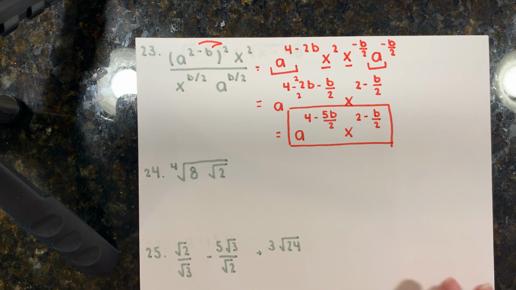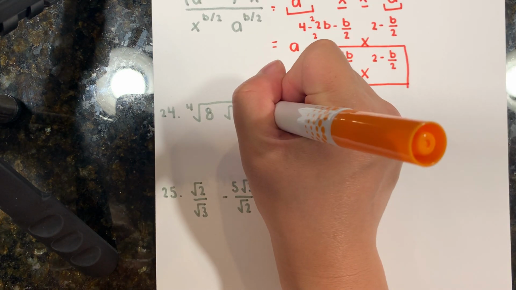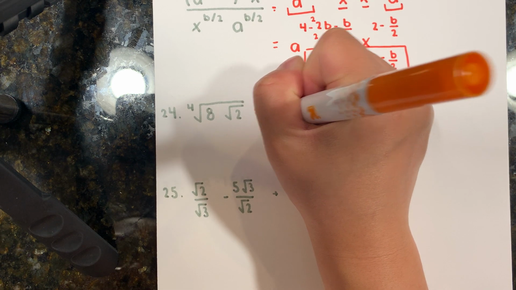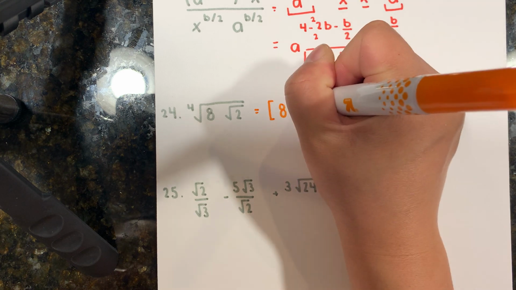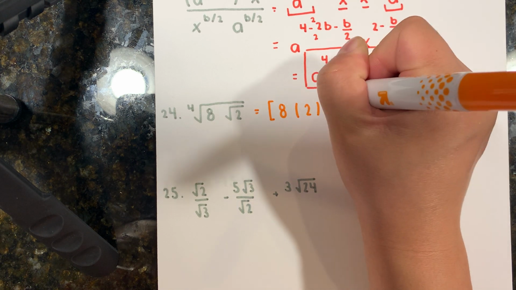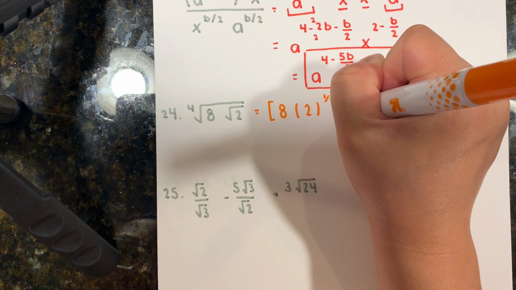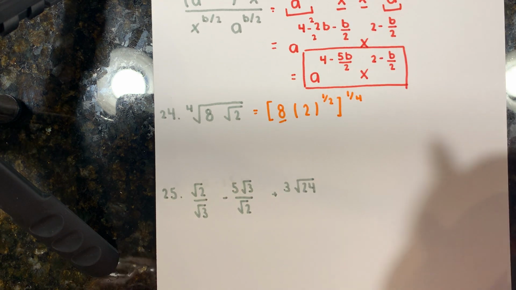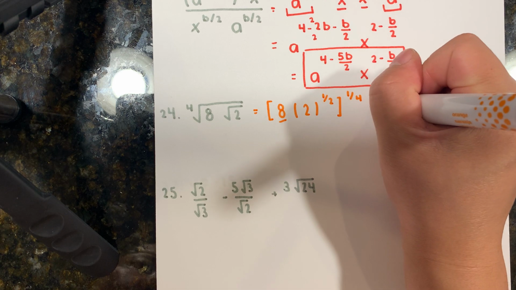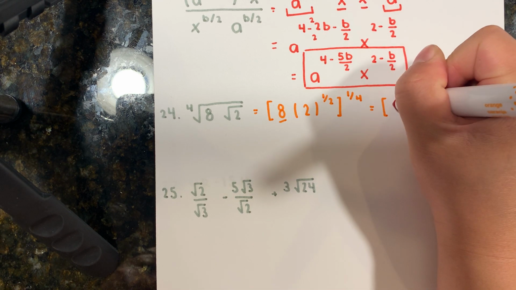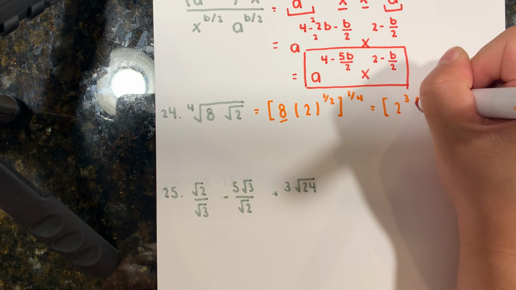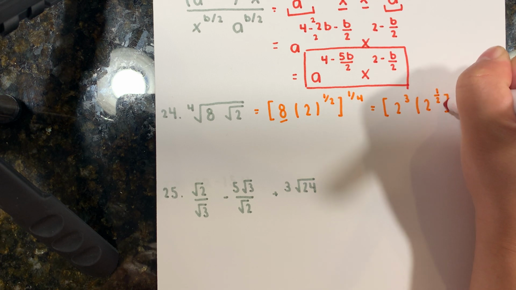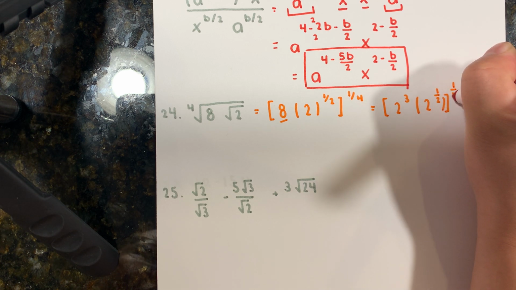Now moving on to number 24. I'm going to change this from radical form into exponential form. So this would be 8, this would be 2 to the 1/2, and the whole thing would be to the power of 1/4. Now 8 I want to change so that it has a base of 2, and that would be 2 to the 3rd times 2 to the 1/2, all to the power of 1/4.